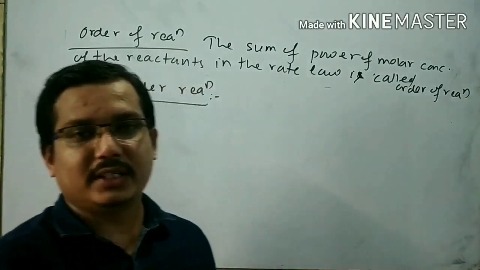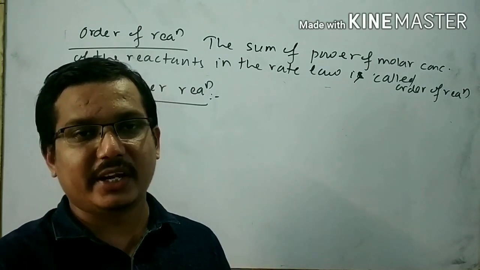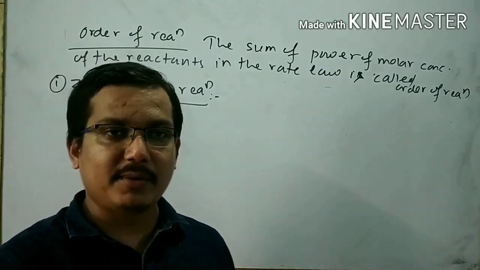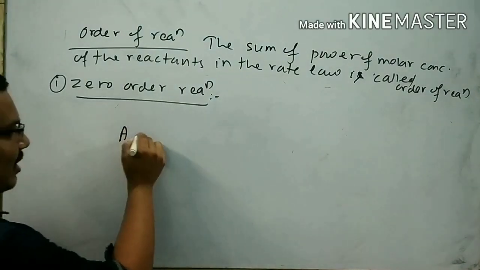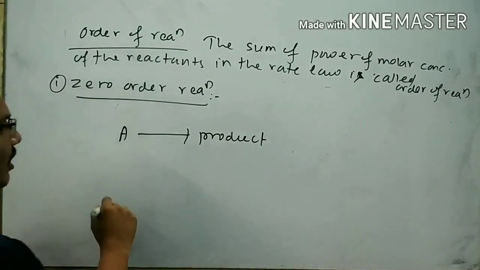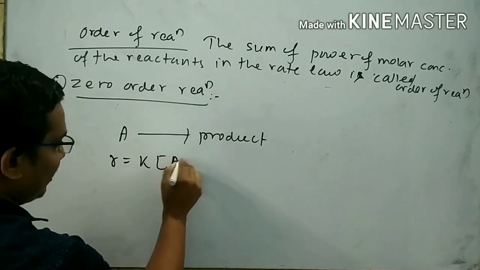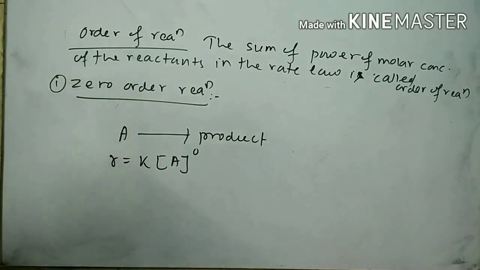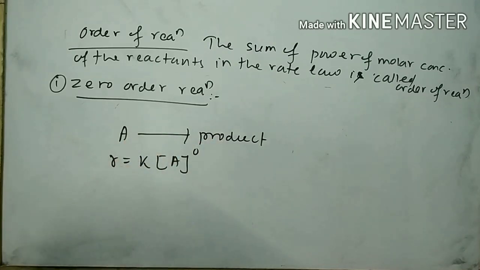The reaction in which the rate of reaction does not depend upon the concentration of any one of the reactants is considered a zero order reaction. Suppose I take an example: A gives a product. What is the rate of reaction according to the law of mass action? R equals K into concentration of A power 0. This reaction is called a zero order reaction, because for the calculation of the rate of reaction, the concentration of A does not affect the rate of reaction.